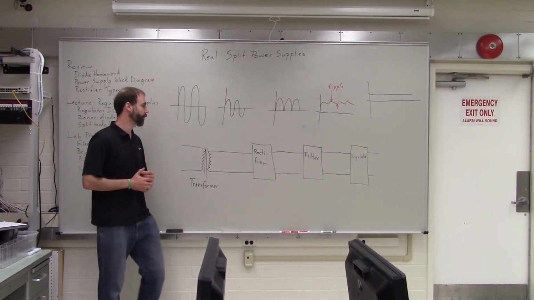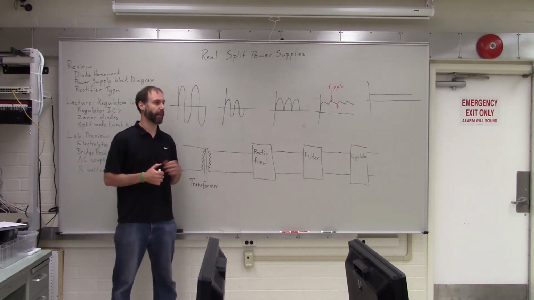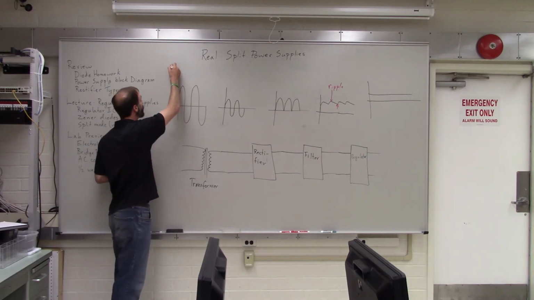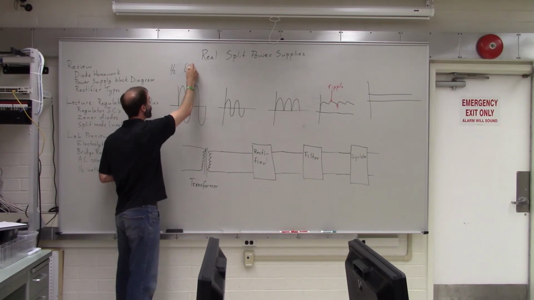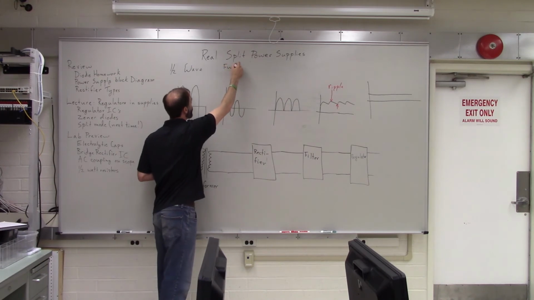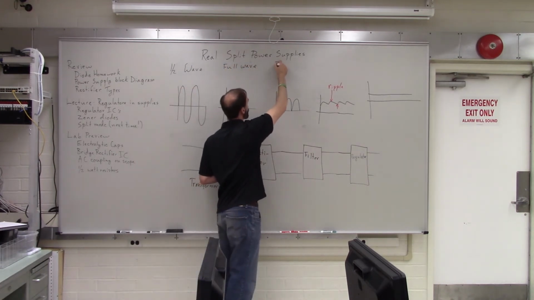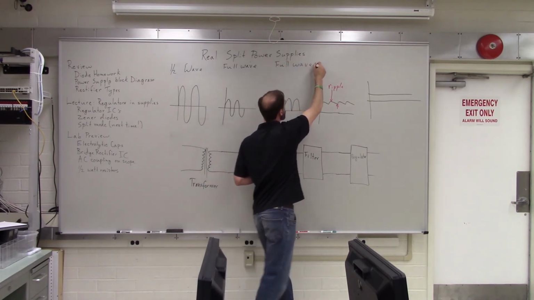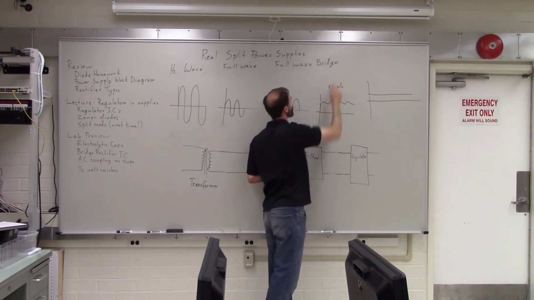There were three kinds of rectifiers. Anybody remember one of those types? Half wave, exactly. Yep, half wave. Full wave. Perfect. Full wave. Good rectifier.